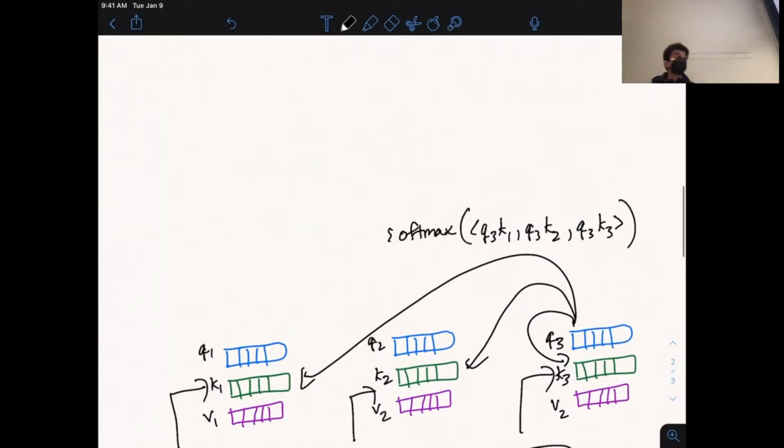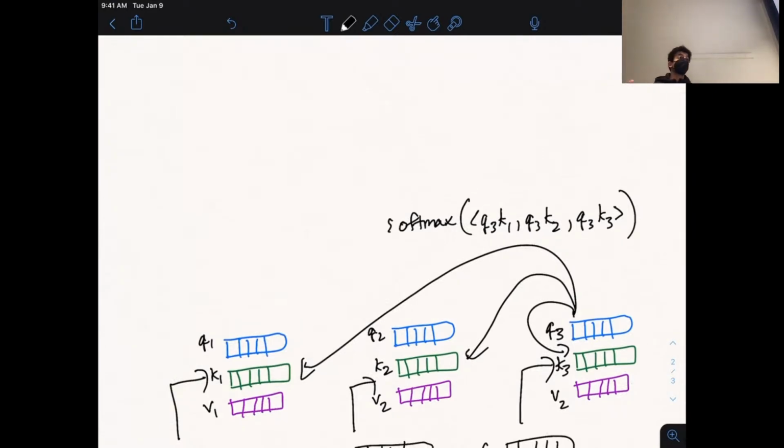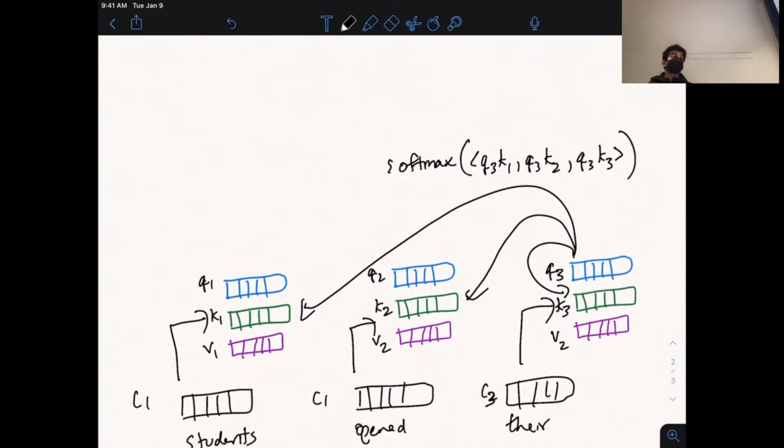Note that in this formulation, the current position is also included as a key. Remember, in the recurrent neural network, the current hidden state was used as a query, and all preceding hidden states were keys. In this case, there's no hidden state. The current query vector is scoring the current key vector as well. So this could mean that the current position, C3, is not as important as C1 here, because we have a different representation for the query and key vector.